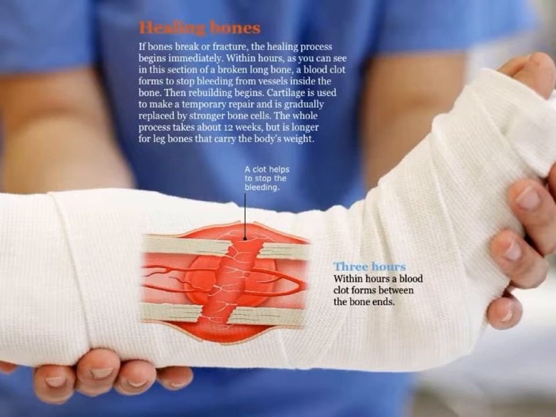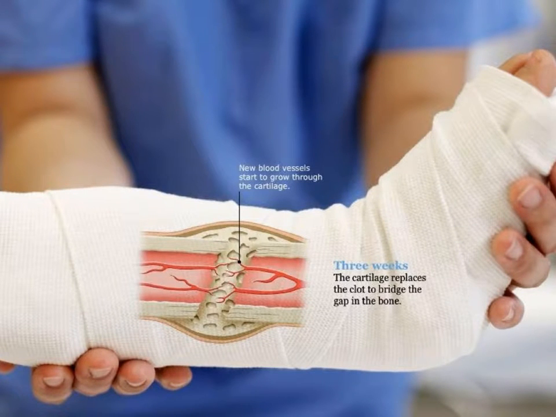Step 2 is after the hematoma has formed, and this happens anywhere from a couple hours after the break up to 3 weeks. You have this fibrous tissue callus. And what that is basically is fibrous tissue that is going to kind of knit the bones back together. It's a temporary fix, but what's going to happen is step 3 is going to come in.